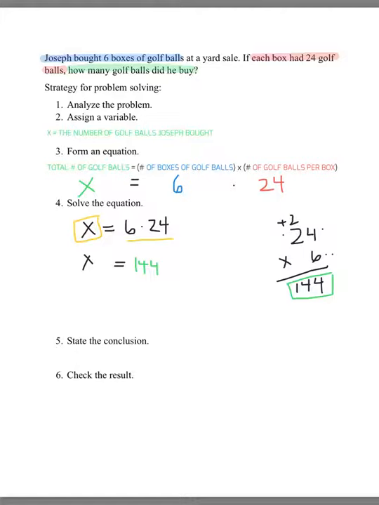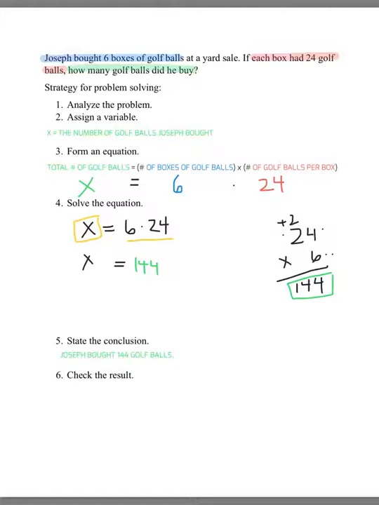So now let us go ahead and state the conclusion clearly. Now the question was, how many golf balls did Joseph buy? So our statement is going to be as follows. Joseph bought 144 golf balls. So now let's go ahead and check the result.